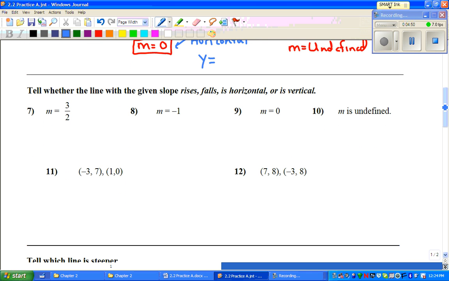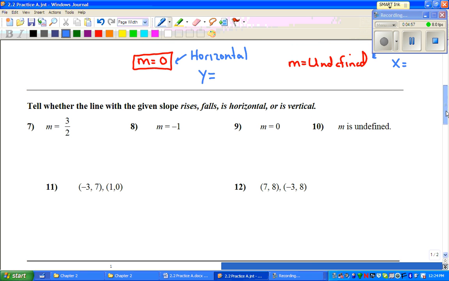All right, these ones want to know whether or not the slope rises, falls, is horizontal or vertical. Well, what we just looked at up here: for horizontal, we know we're going to have a slope equal to 0, right? And for vertical, we're going to have a slope equal to undefined. So right away, just by looking at this, we know that number 9 right here is going to be a horizontal line, all right? And we know that number 10 right here is going to be a vertical line, okay?